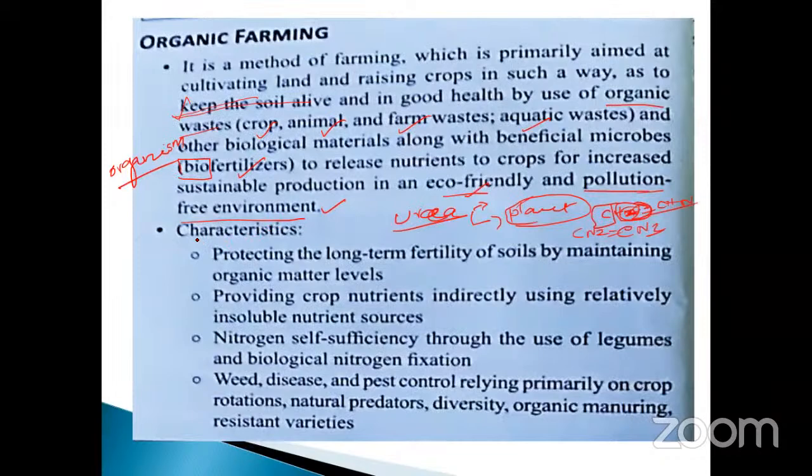What are the characteristics of organic farming? First of all, you should know two things that are very important. One is organic farming. What is its main use? First of all, note it down: keep the soil alive and in good health. What waste is used? Only organic waste is used.